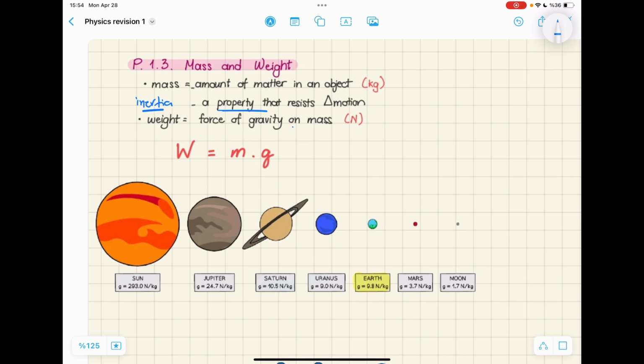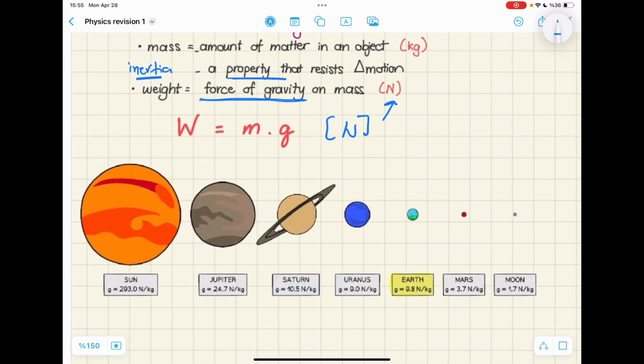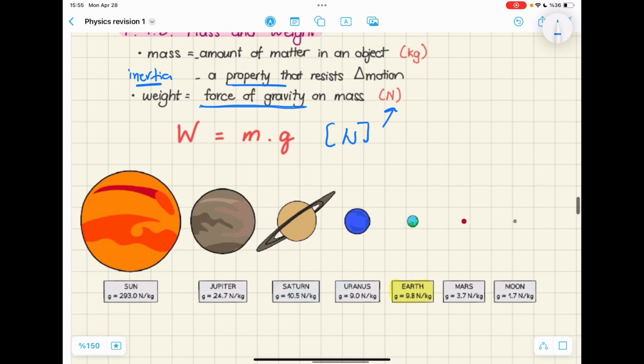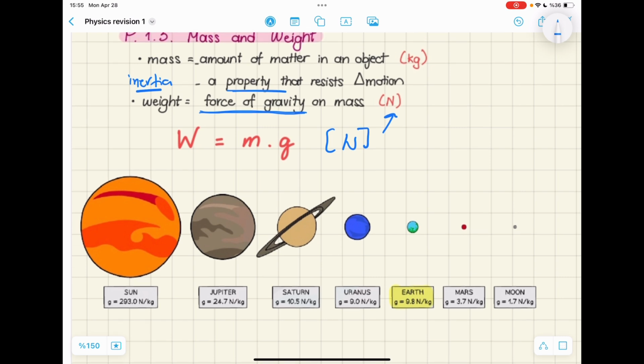Weight is the force of gravity on mass. Gravity is also a type of force, which is why it has a unit of a newton, which we see here. For example, here we have the solar system, Sun, Jupiter, Saturn, and so on, and you see how all of them have vastly different forces of gravity. This is of course related to their size. The bigger they are, the more gravitational force they have, because it's related to mass.